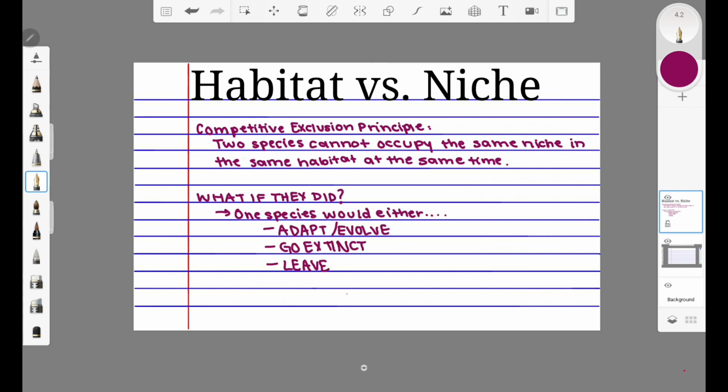If two species are occupying the same niche, one species would either adapt or evolve so that it no longer occupies the same niche. So in that scenario, when we talked about two species that want to prey on the same thing, one would have to evolve to eat something else. Or it could also go extinct from competition. Or it would leave the ecosystem, find another ecosystem, and occupy the same niche but in a different habitat.